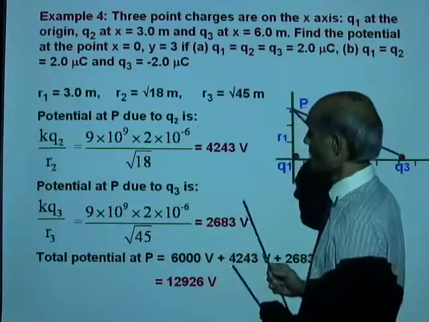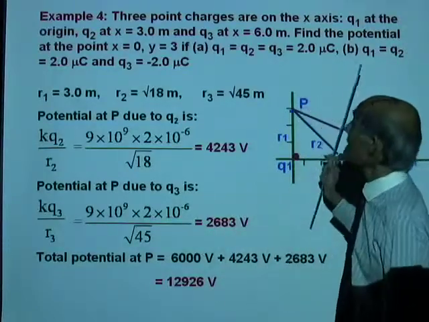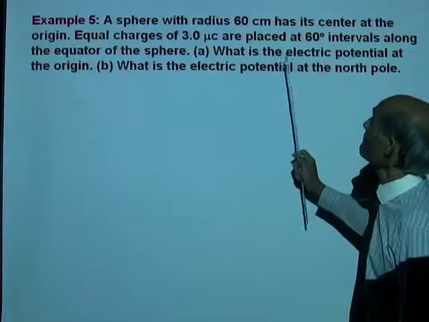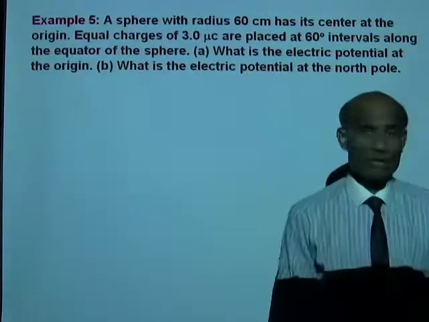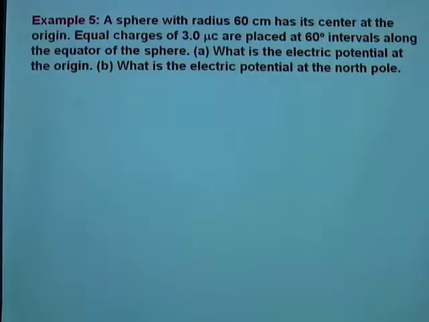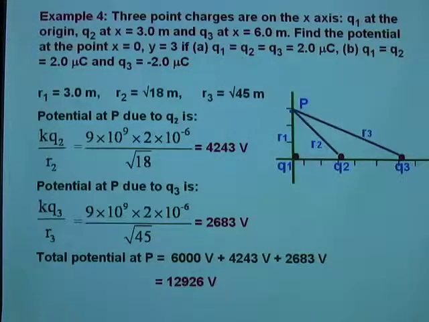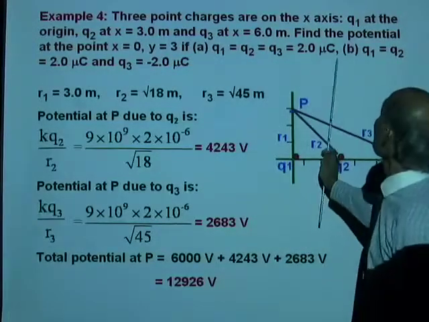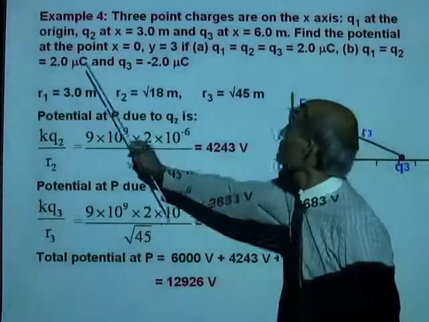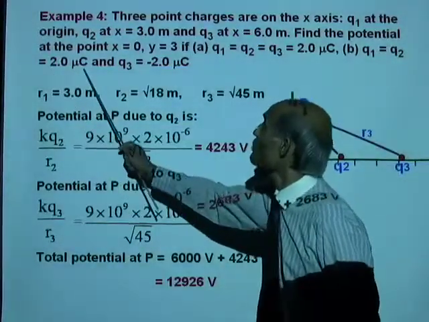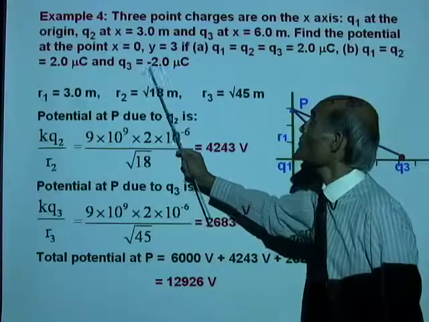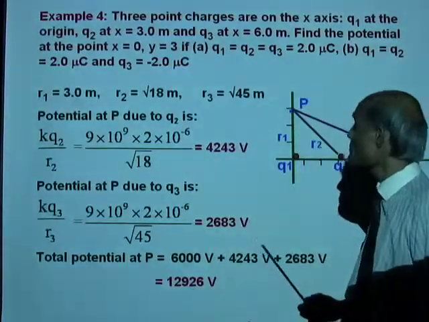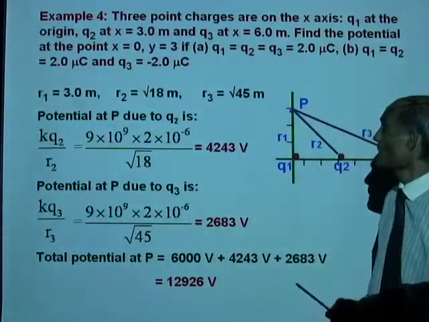Joules per coulomb. Alright, in the second case, we didn't do that second part over here. Let's go back and do that. In the second part, Q1 equal to Q2 equal to 2 microcoulomb and Q3 equal to negative 2 microcoulomb.